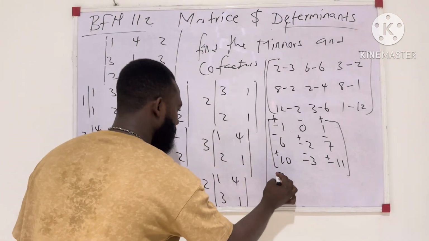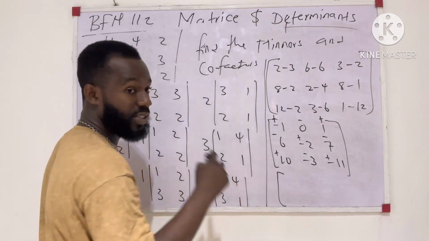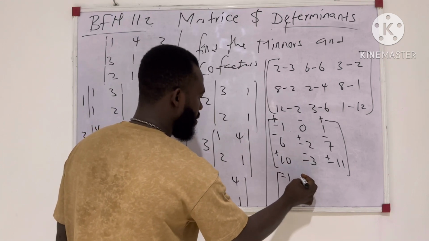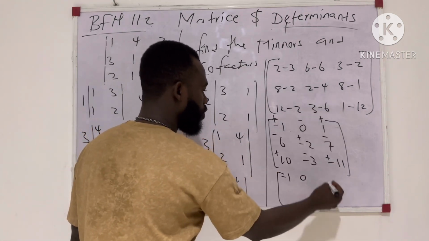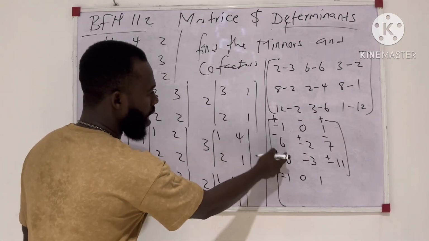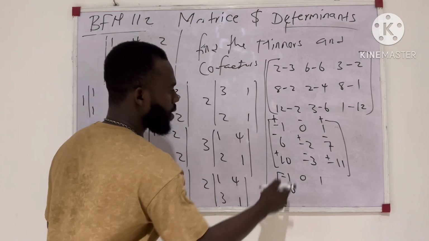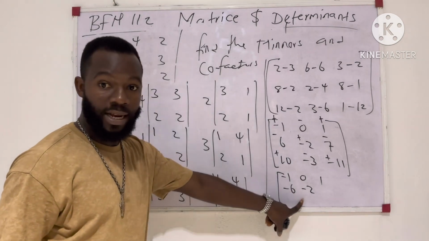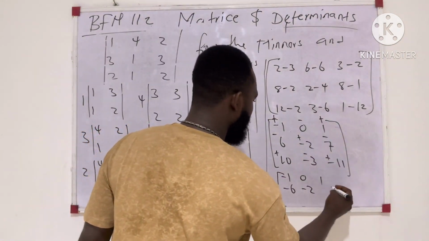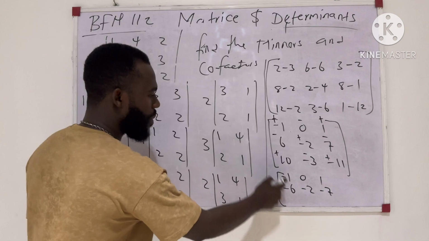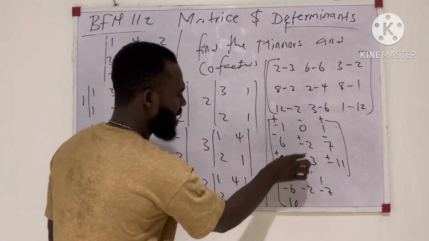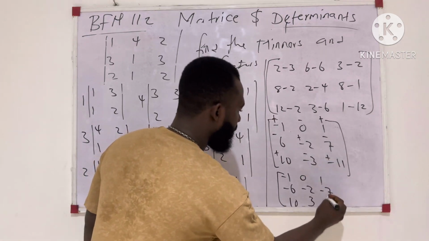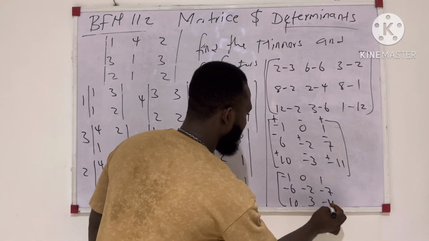Here it becomes, plus times minus is still minus. So I have minus 1. Here is also 0. Here is also 1. Here will now be minus 6. Here will now be minus 2. Because plus times minus gives you minus. Here becomes minus 7. Here becomes 10. Here minus times minus gives us plus. So here becomes 3. And here becomes minus 11.